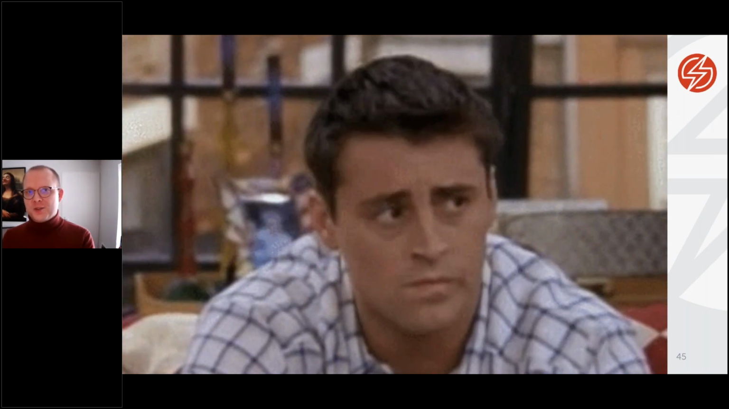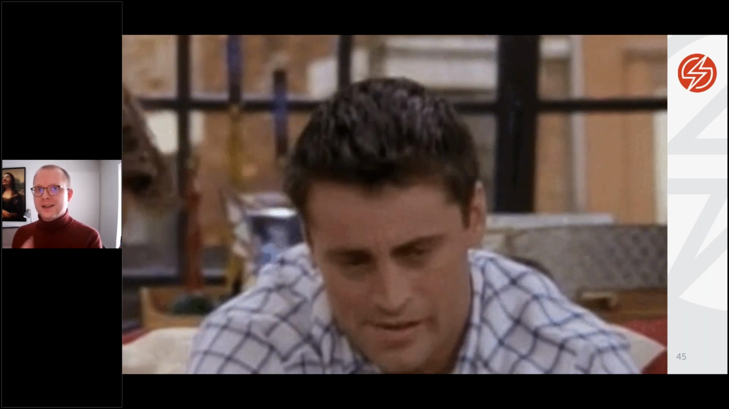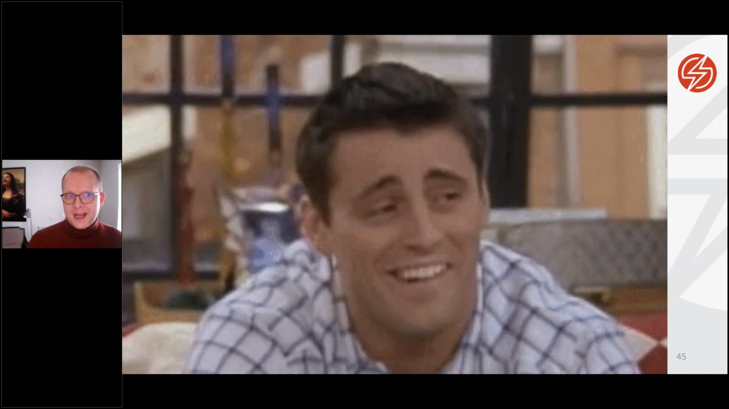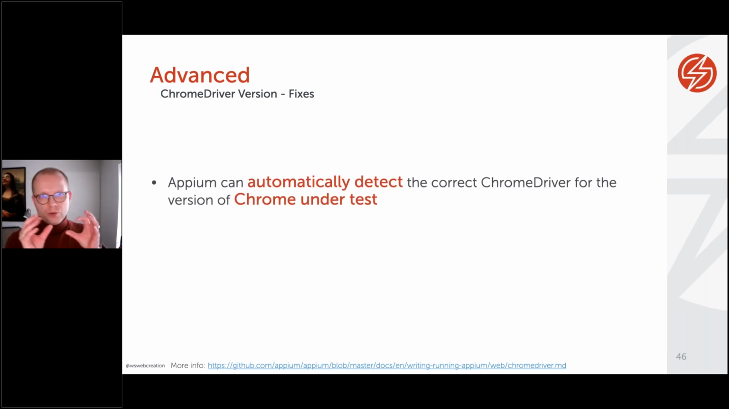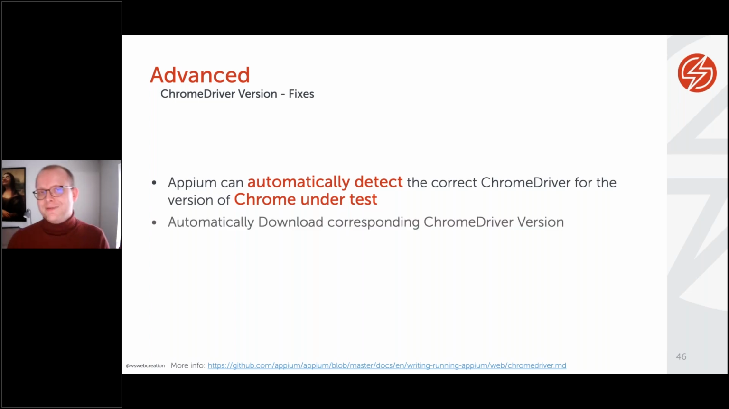Well, let's take a look at those fixes, because there are easy fixes for you to automate the version you need to have. And Appium, again, can help you with this. One of the fixes is that if you automate it, it will detect it automatically. And then the only thing you need to do is you need to tell it. But you can even let Appium download the corresponding Chrome driver version for you. If you would read the documentation, you would see that there is a specific flag. If you would start your Appium server with that flag, it will automatically download the corresponding Chrome driver version for the Chrome under test.